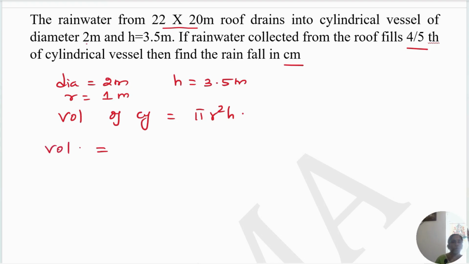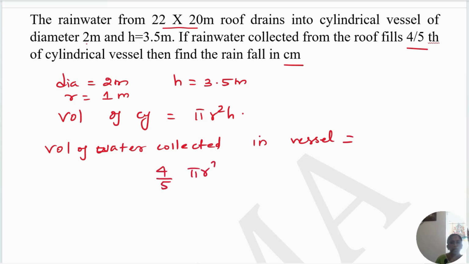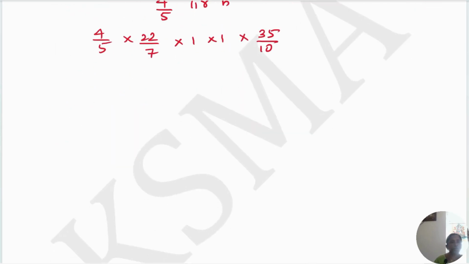So volume of water collected in the cylindrical vessel is equal to 4/5 of pi r square h. So 4 by 5 into 22 by 7, r is 1 and height is 3.5. That you can write as 35 by 10. So if I reduce this value, this will become 4 into 11 divided by 5. Since it is volume, so meter cube here.